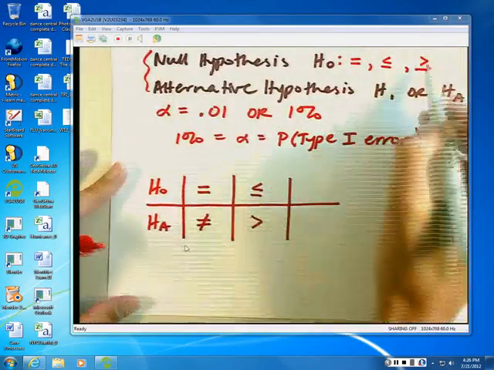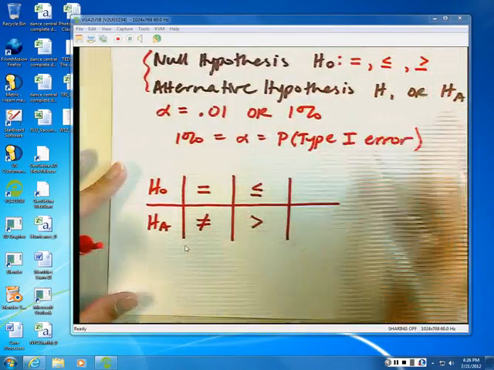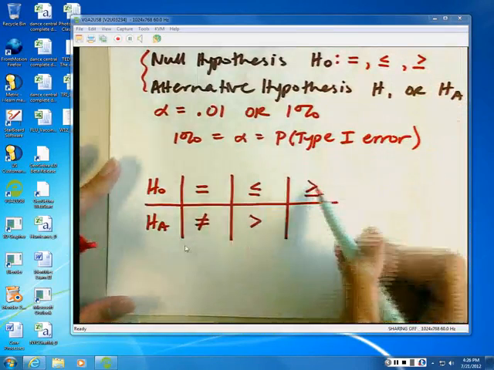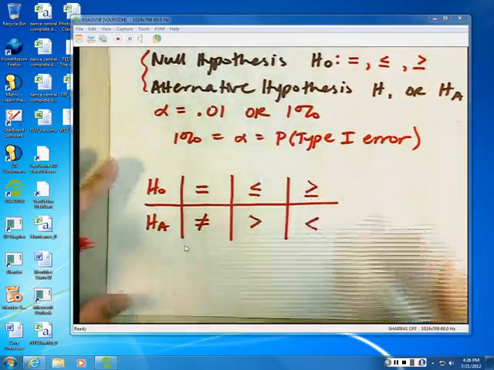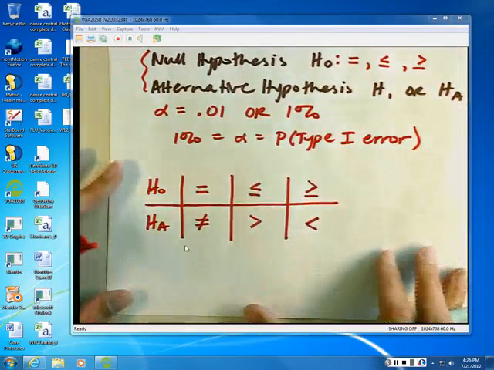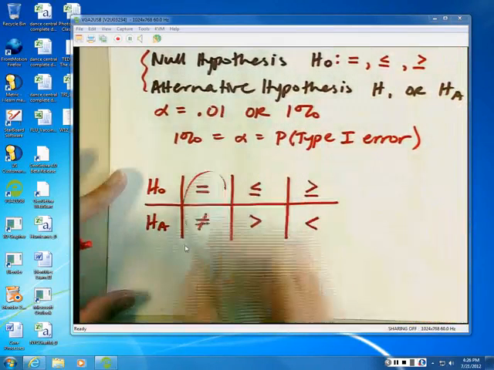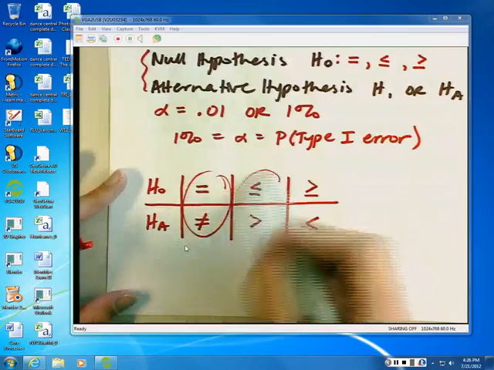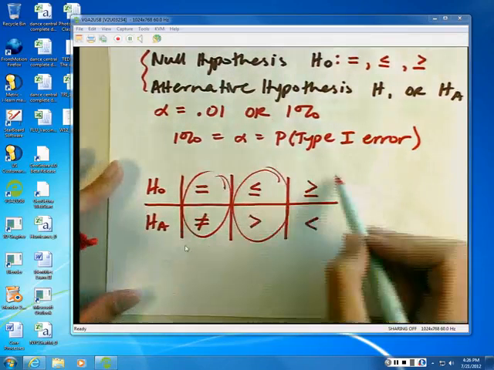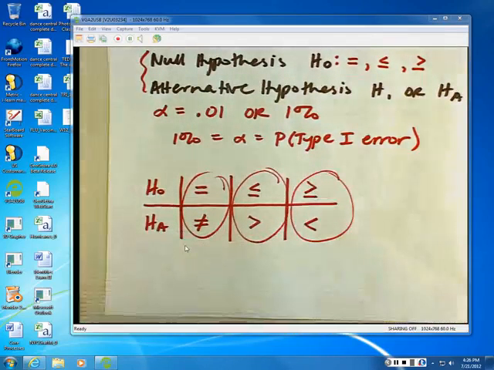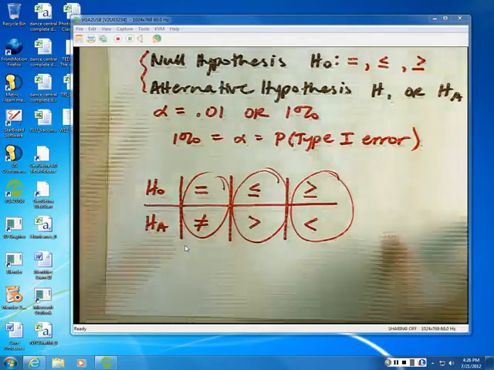And finally, that greater than or equal to symbol. I need the opposite symbol here. If it's not bigger and it's not equal, then it is less than. So as we turn our hypotheses into mathematical statements, we always pair these together: equals or not equals, less than or equal to and greater than, and greater than or equal to and less than. So a lot of information as we start hypothesis testing, but you're going to get into the swing of things pretty quickly. At least I hope that you will.